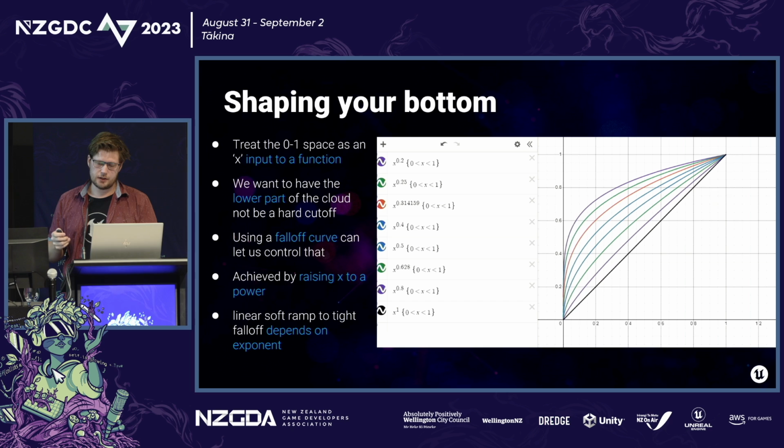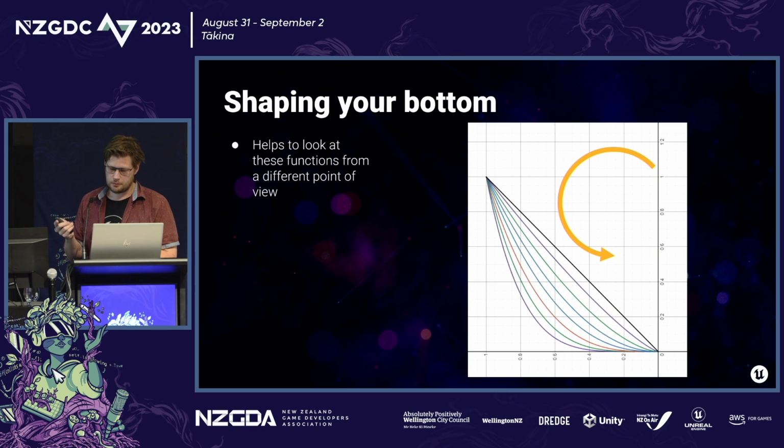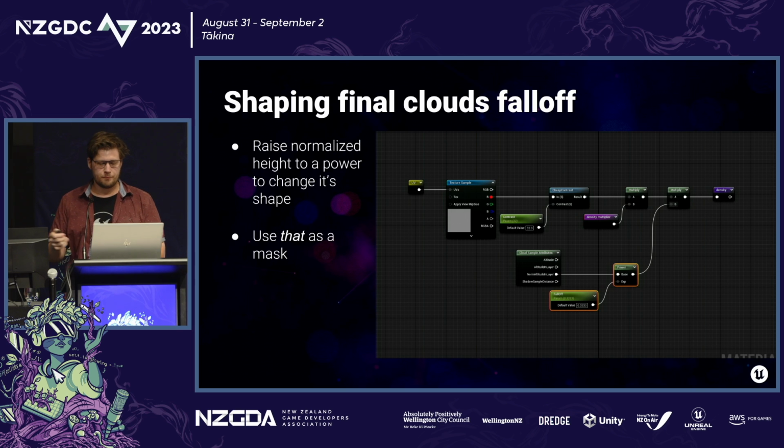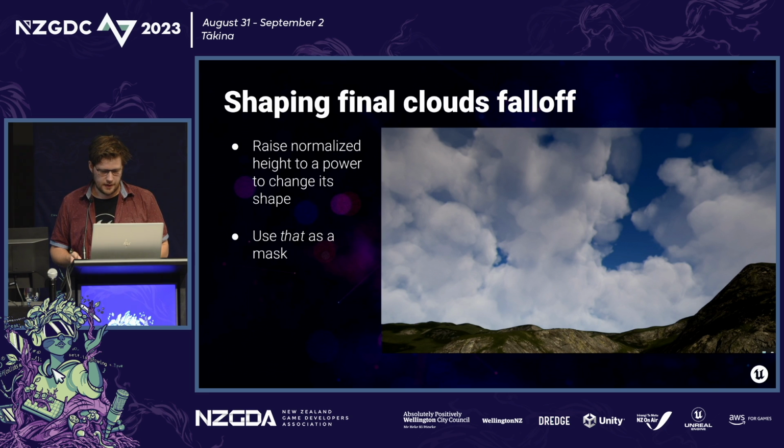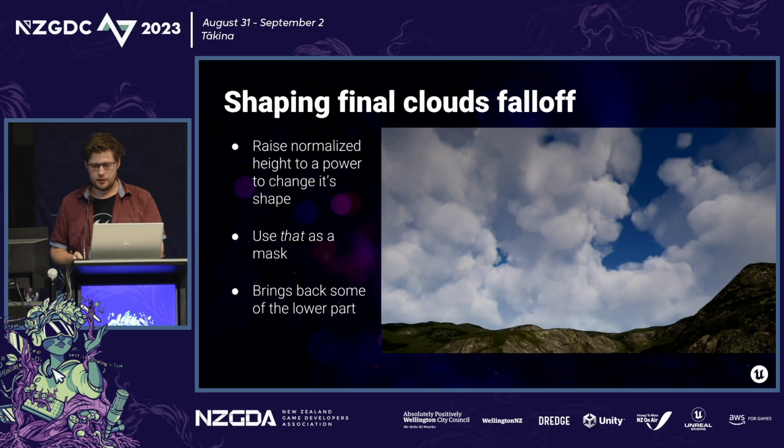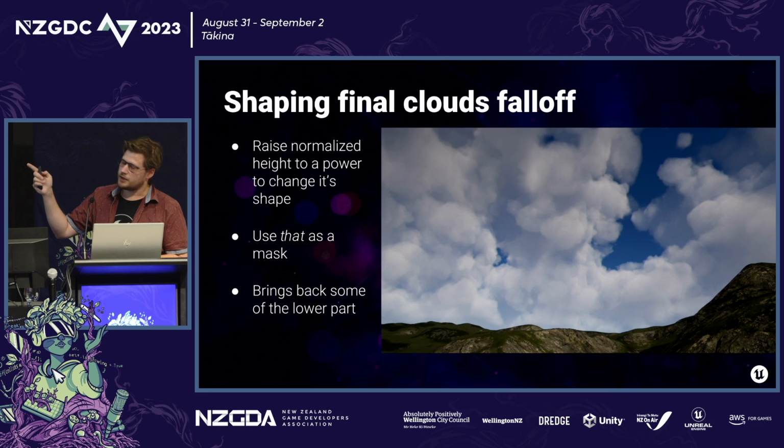And it might be a bit hard to visualize what that ramp is doing. So one thing I like to do is flip it on its side, so you can see that the ramp isn't so linear, it's more of a tightening on the bottom. So you can play with that power curve and actually ramp your cloud bottom to be a bit softer. So that takes it from what we had before to this, which has a bit more definition on the bottom there.